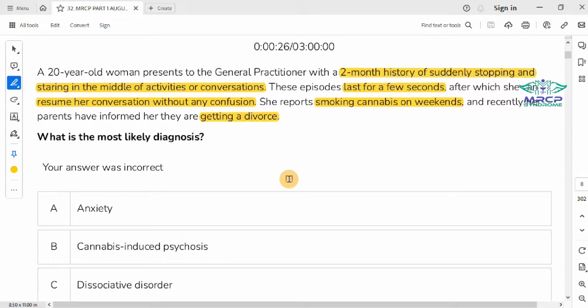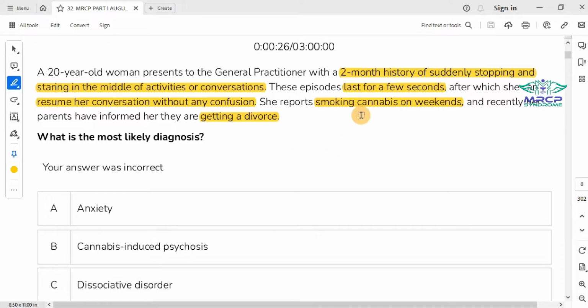Isn't it focal awareness seizure? Yes, even I go with that. The most likely diagnosis is the focal awareness seizure, and if we go more specific, then it can be either an absence seizure or a simple partial seizure.